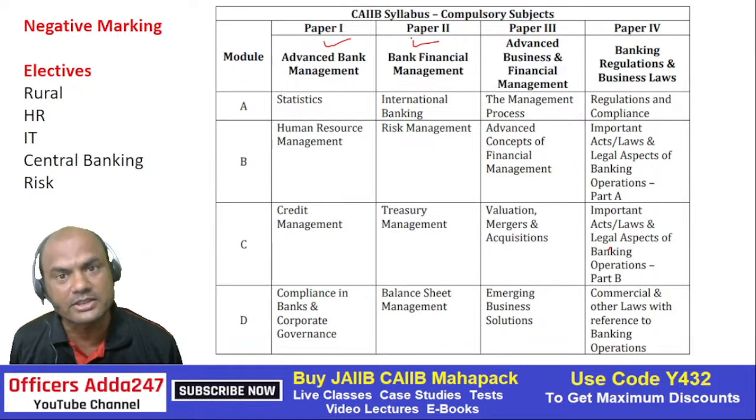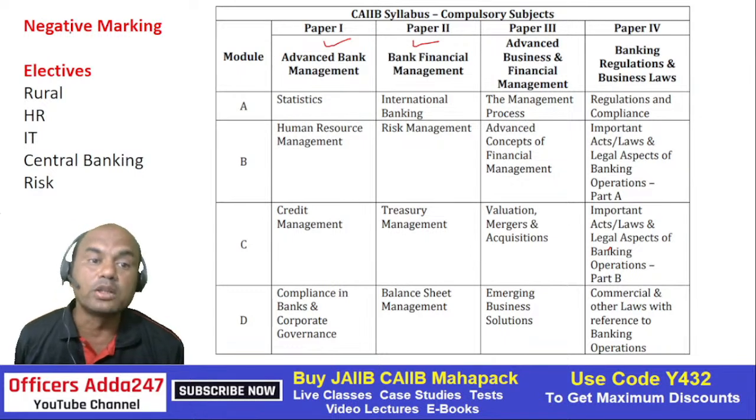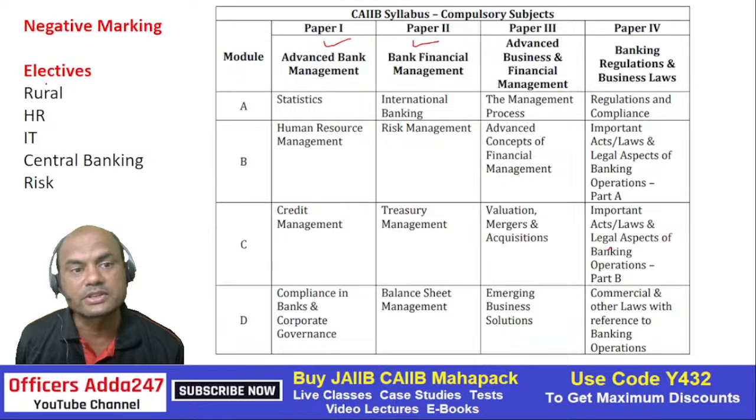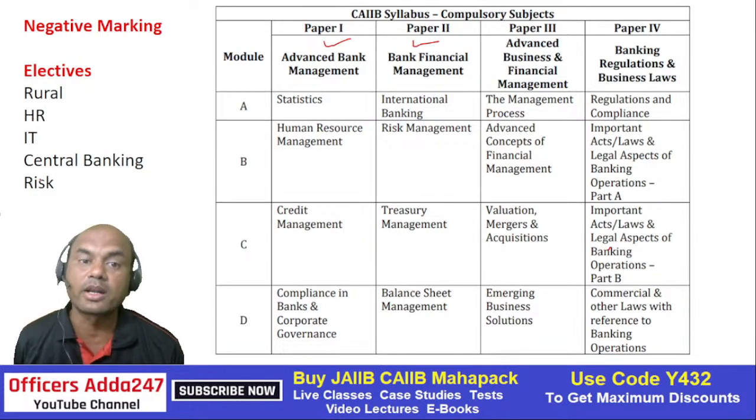The registrations have already started. Go for it immediately. Also there is negative marking from May 23. Also the electives are rural, HR, IT, central banking and risk. Is there any retail elective? Right now you have retail, which is the easiest one. So go for it immediately.